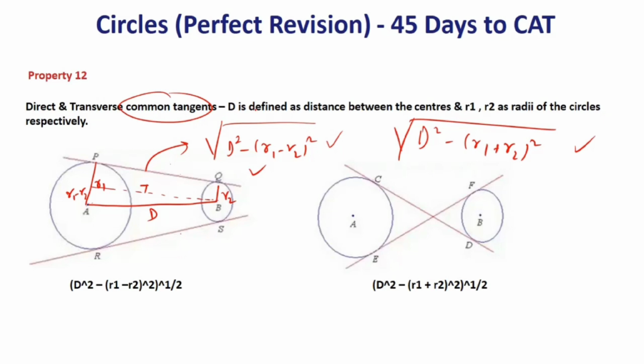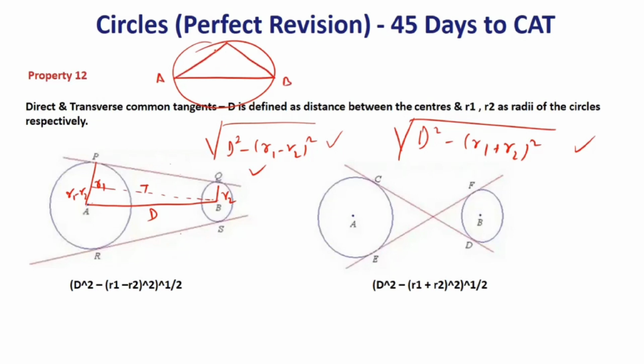Another key bonus property before we wrap: if we have a circle and a diameter here AB, then the angle in the semicircle must always be 90.